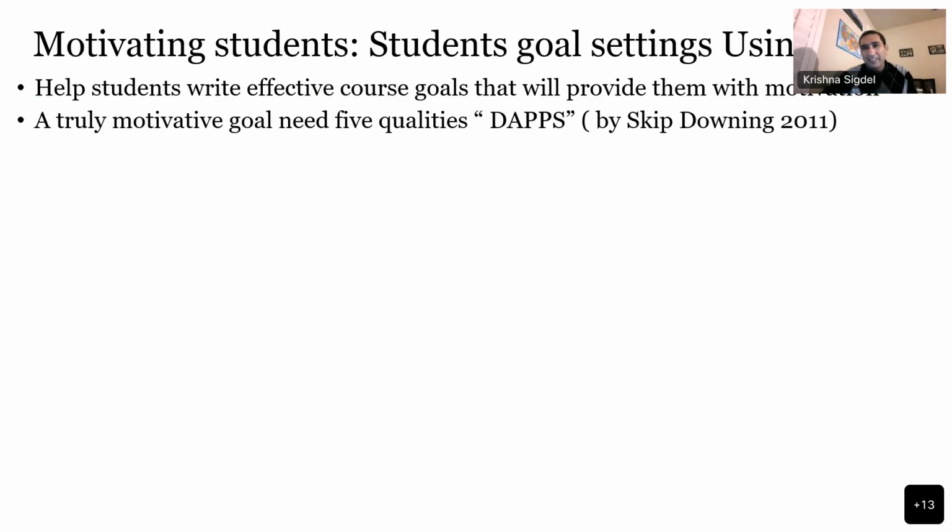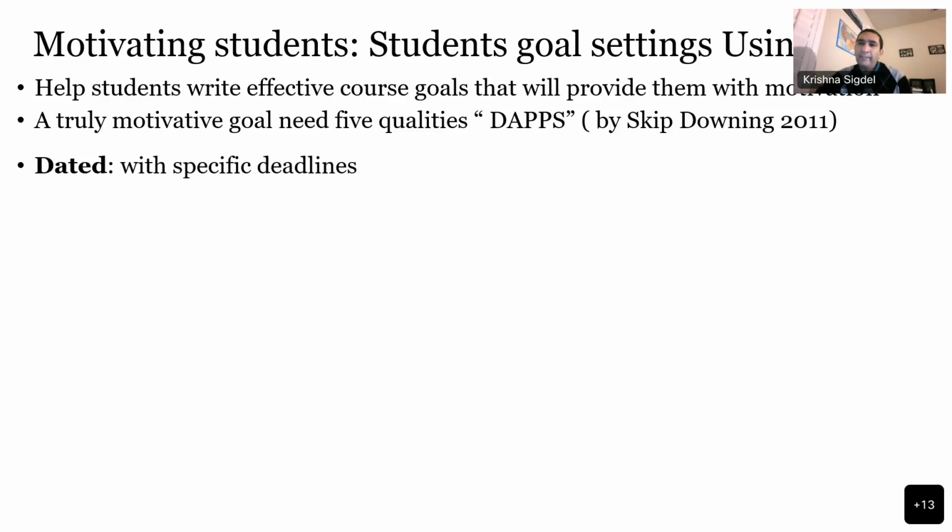Use the DAPS method. This is for motivating goals. It needs five qualities. These are the characteristics of goals. It should be dated. It should have some specific deadline. I'll get an undergraduate degree in how long? Four, five, six years, or maybe seven. You need to have some kind of deadlines, right?